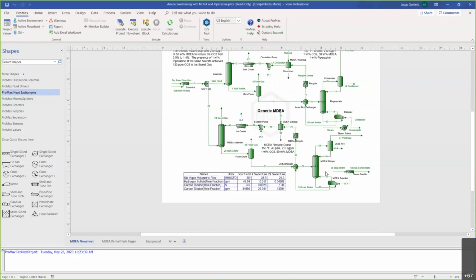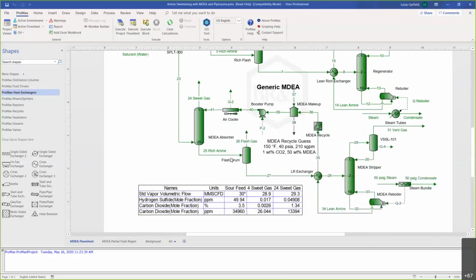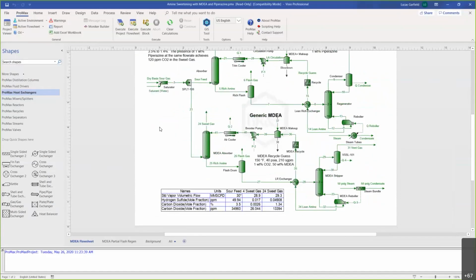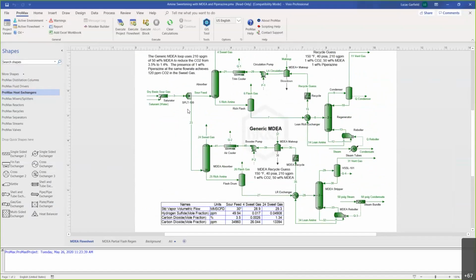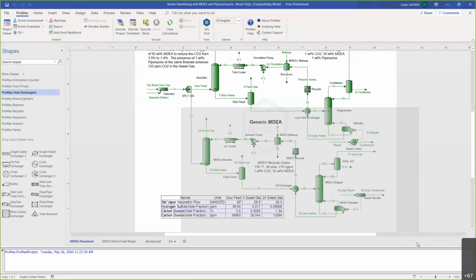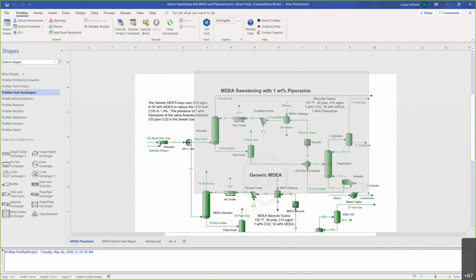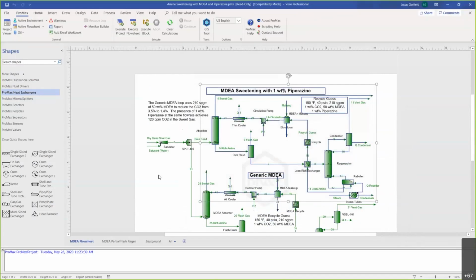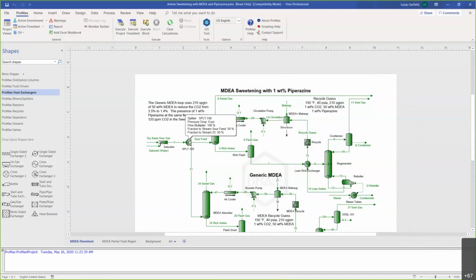Now, if you've never seen this process before, I'll just give you a really brief overview. We've got 2 units mashed together on this single flow sheet here because we want to show you one that's with generic MDEA. That's going to be the one on the bottom. And then one that's MDEA that has just a little bit of piperazine added in. That's the one on the top. So we have the same feed gas coming in, and we just split it 50-50 to each unit.